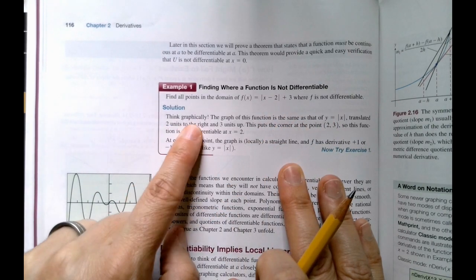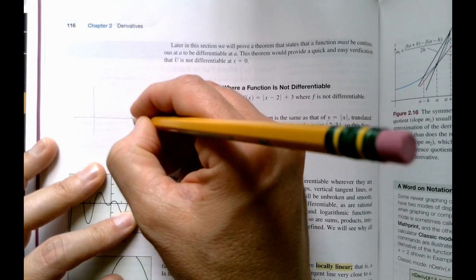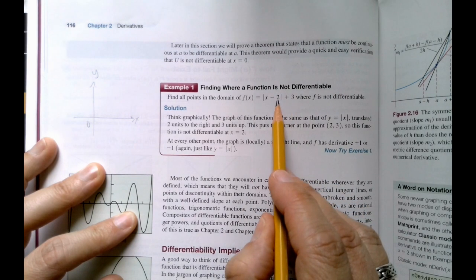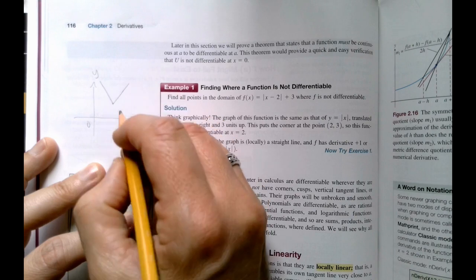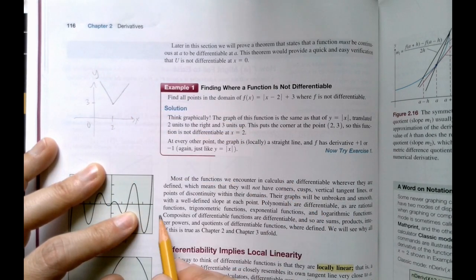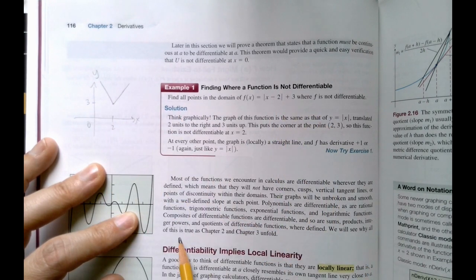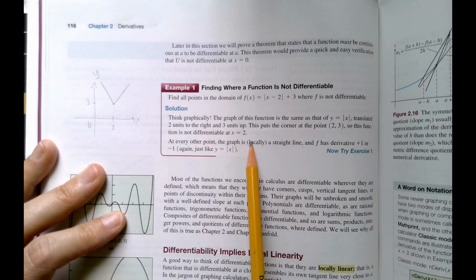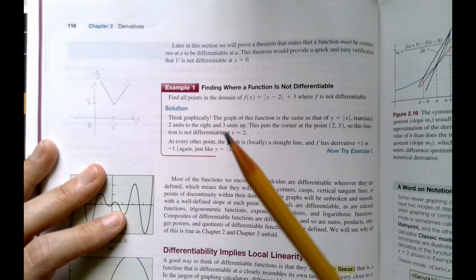Well, the solution is to think graphically. What does this look like? If you remember parent functions and transformations, then you'll know this absolute value function is going to move 2 units to the right and up 3 units. It's still going to be the V shape of an absolute value, but it's been shifted, translated right and up. So when is this not differentiable? It would not be differentiable at x equals 2, this point here, because that's where the corner is.